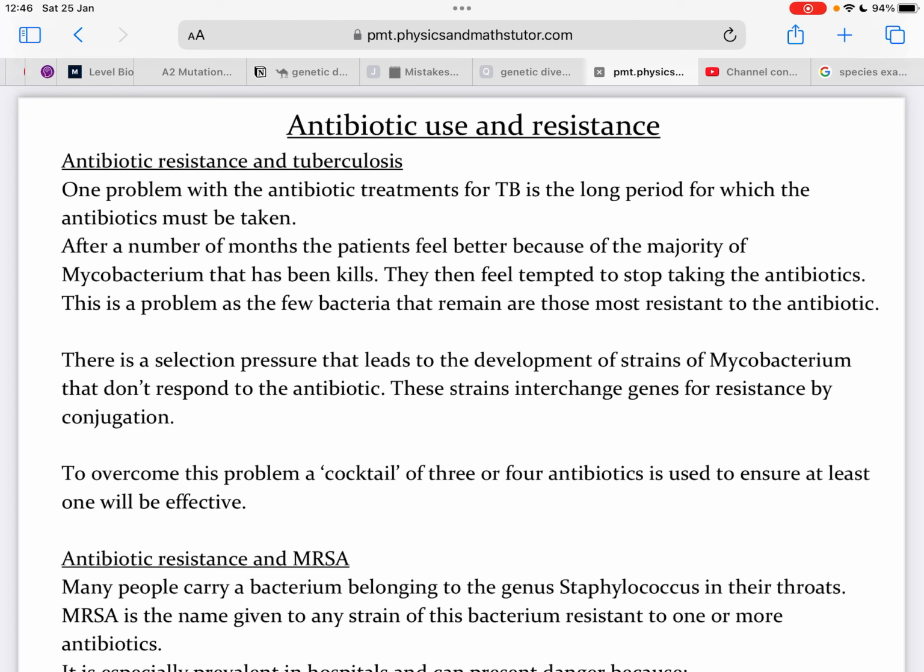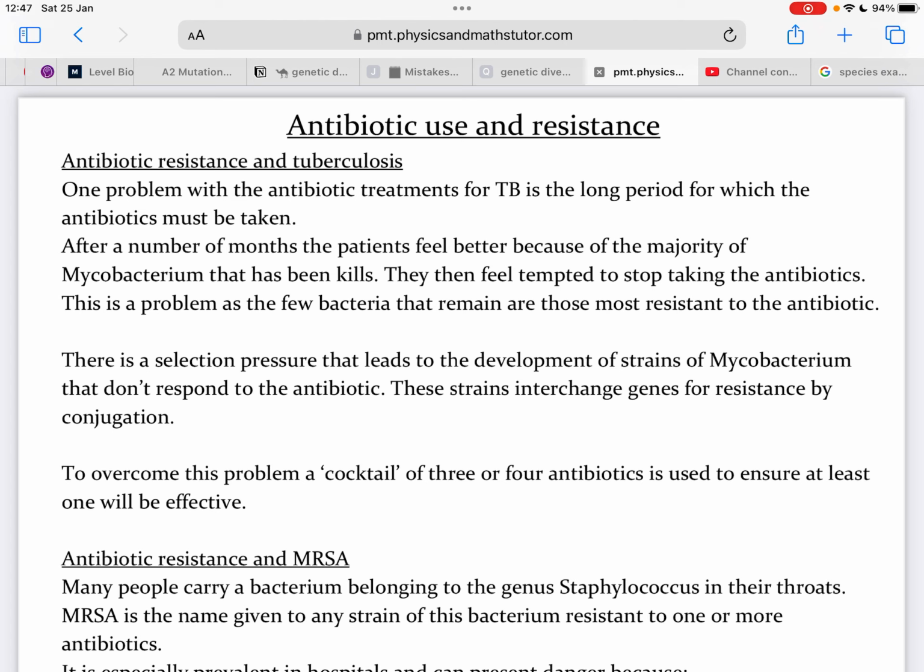After a number of months, the patient feels better because the majority of the mycobacterium has been killed. They then feel tempted to stop taking the antibiotics. This is a problem as the few bacteria that remain are those most resistant to the antibiotic. There is a selection pressure that leads to the development of strains of mycobacterium that don't respond to the antibiotic. These strains exchange genes for resistance by conjugation.